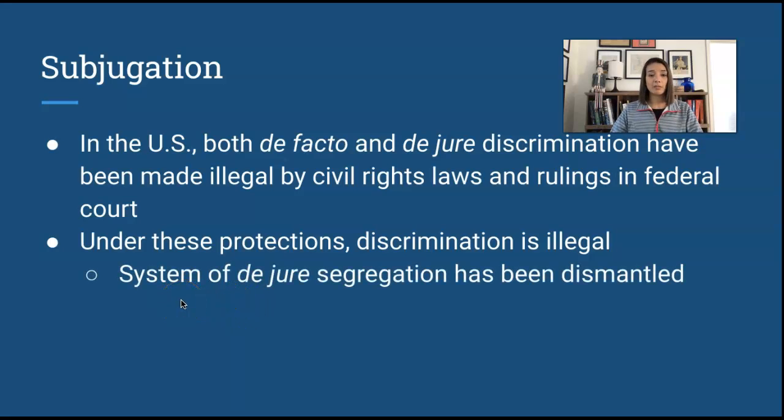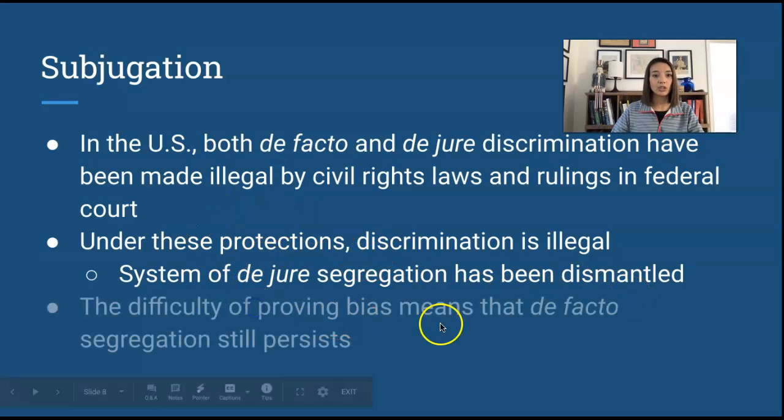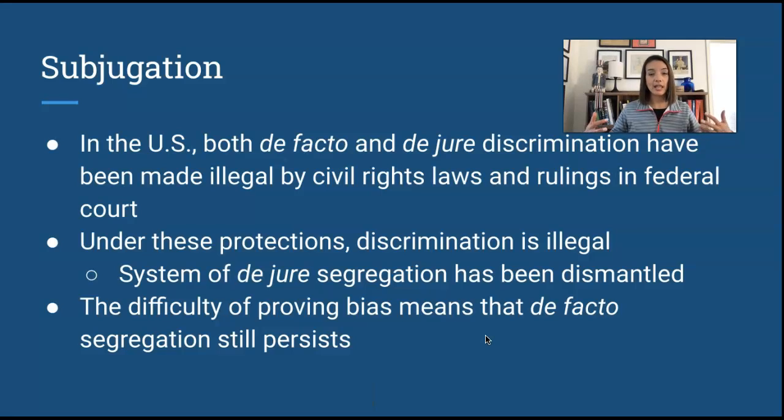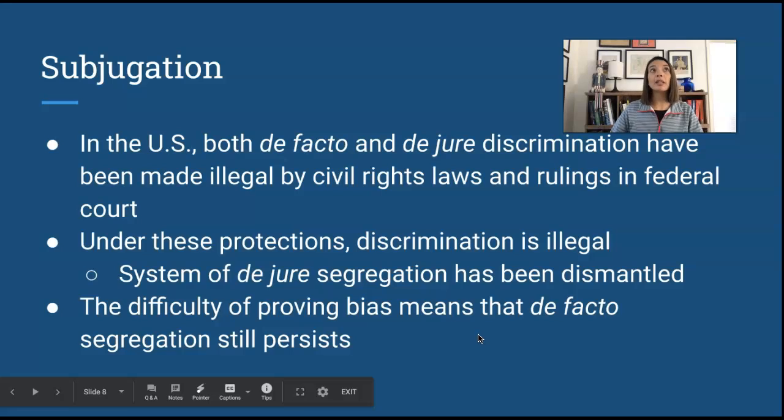Okay, so the system of de jure segregation has been dismantled because of these protections. The difficulty of proving bias means that de facto segregation still persists. Now, without bringing up specific examples in this video lesson, there are modern day examples that are actually happening right now as I make this video that could be considered examples that de facto segregation still exists.